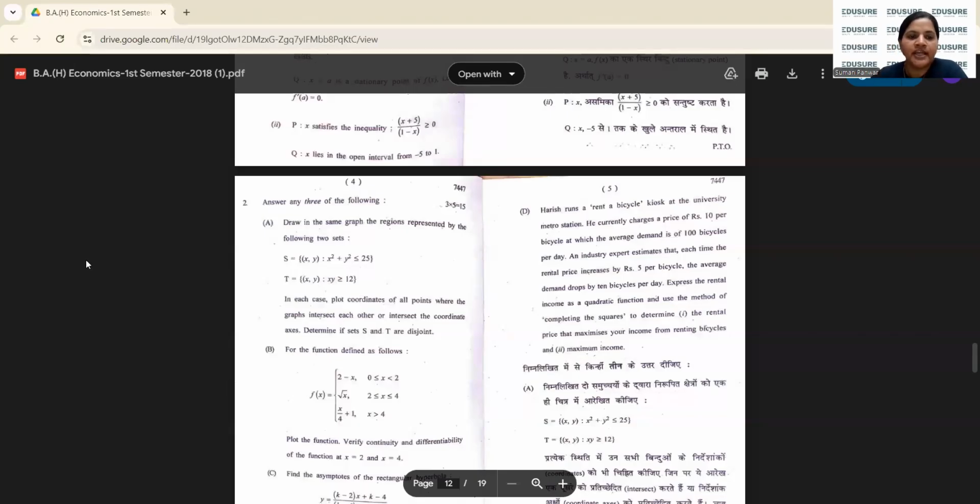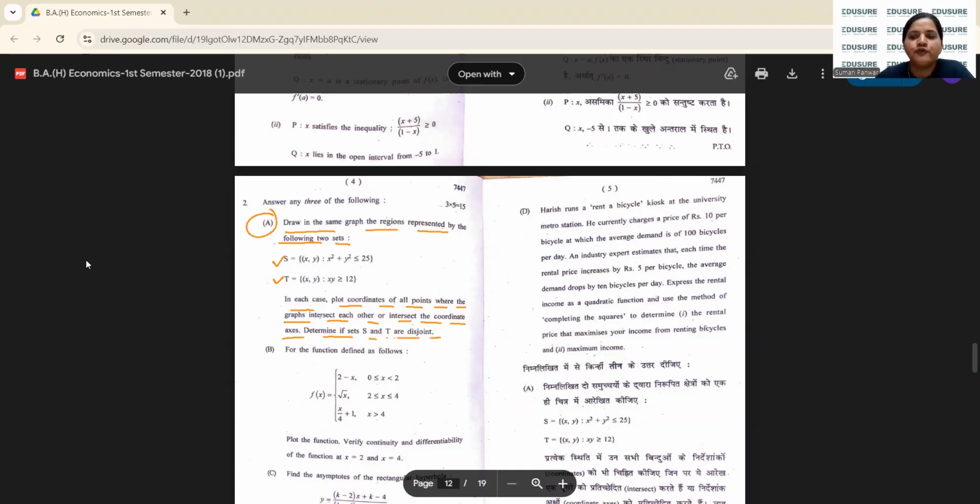DU 2018 Introductory MME question number 2A. Draw in the same graph the regions represented by the following two sets, set S and T. In each case, plot coordinates of all points where the graphs intersect each other or intersect the coordinate axis. Determine if the sets S and T are disjoint.